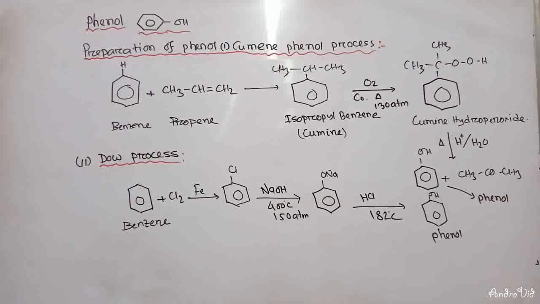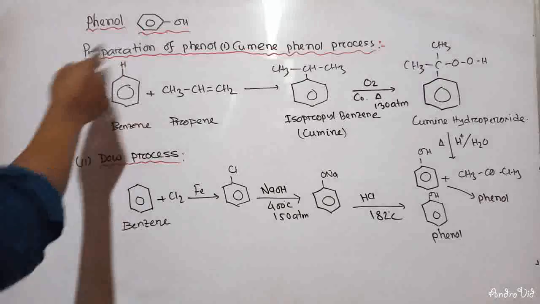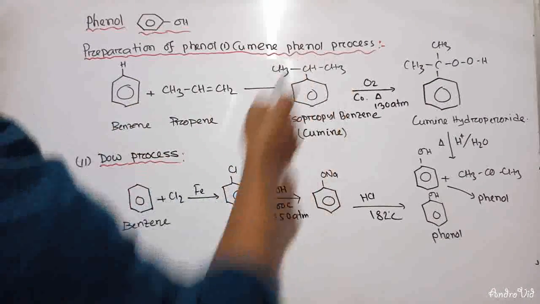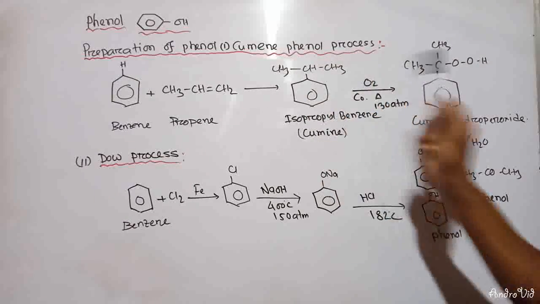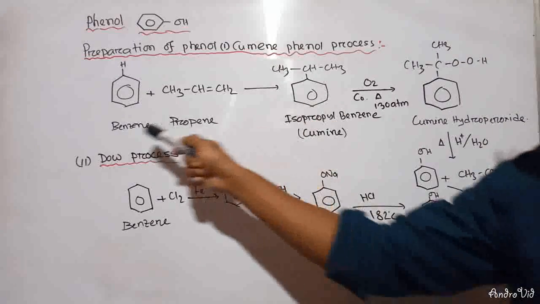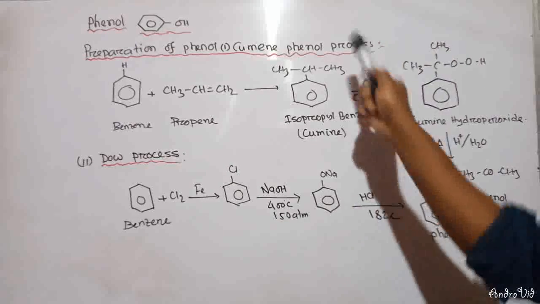In the cumene phenol process, benzene reacts with propene to produce isopropyl benzene. In the cumene phenol process, the first target is to produce cumene, which is called isopropyl benzene. This can be produced by treating benzene with propene. By treating benzene with propene, cumene can be produced.